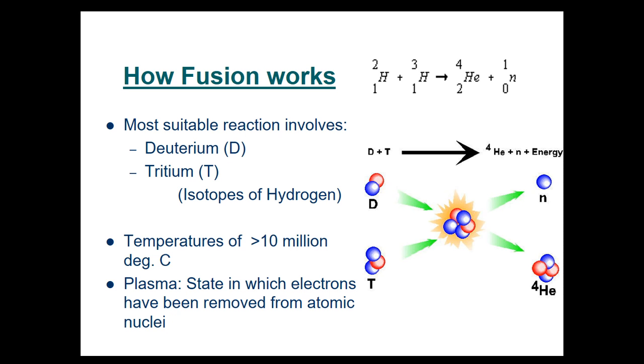So temperatures necessary for fusion are greater than 10 million degrees Celsius, like we see on the sun. We also have a plasma that we're working with, so this is difficult to work with. So plasma is a state of matter where electrons have been removed from the atomic nuclei. So you have the positive nuclei and you have the electrons. They're all charged. Very, very difficult to contain, very difficult to work with, especially those high temperatures.